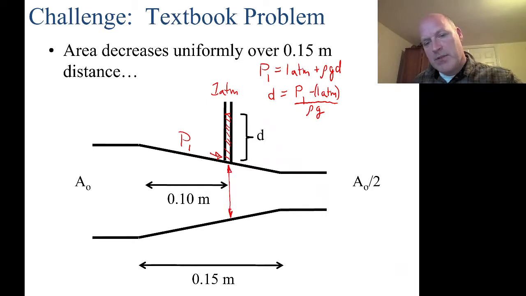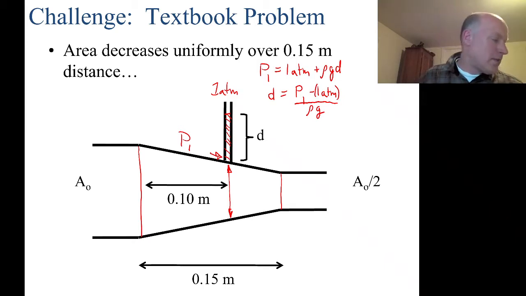Okay, so in order to figure out this pressure, we're going to need to know the velocity at that point right there. So it's going to be a two equation, two unknown problem. And we're going to need to figure out what the area is to figure out the velocity, okay?